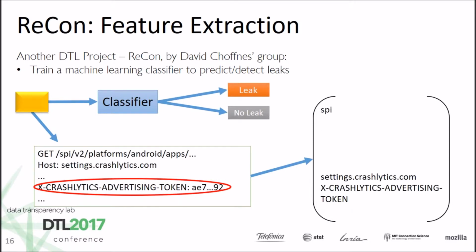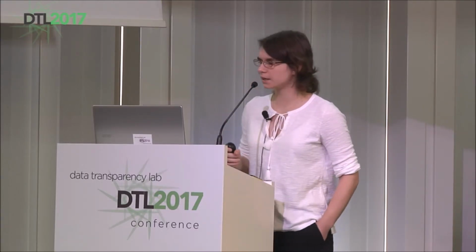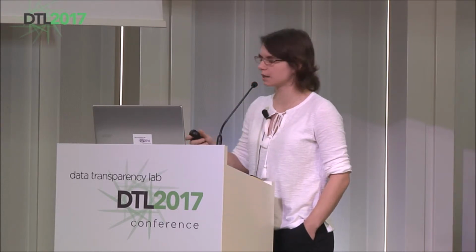So what Recon did is they extracted words from these packets. They eliminated any words that appear frequently in a lot of packets, as well as the PII values themselves. They repeated this procedure for multiple packets, so they ended up with a huge vector of features. They fed them to a classifier. They found that the decision tree performed best.